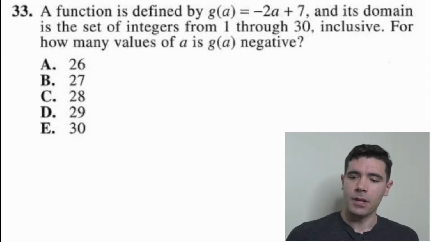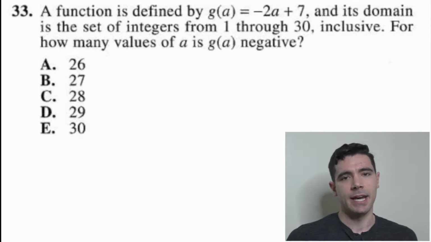It reads, a function is defined by g of a equals negative 2a plus 7, and its domain is the set of integers from 1 through 30, inclusive. For how many values of a is g of a negative?